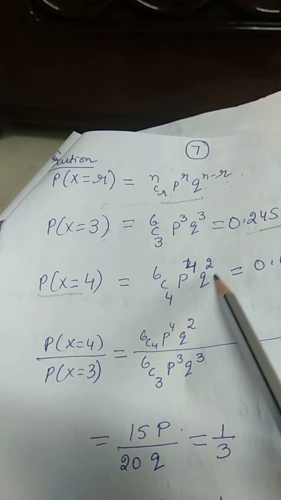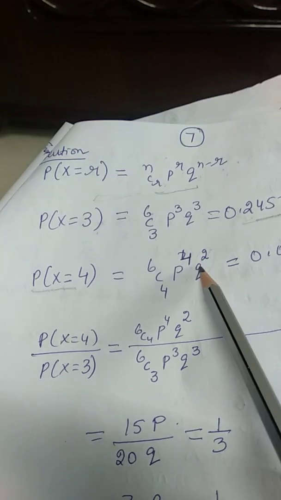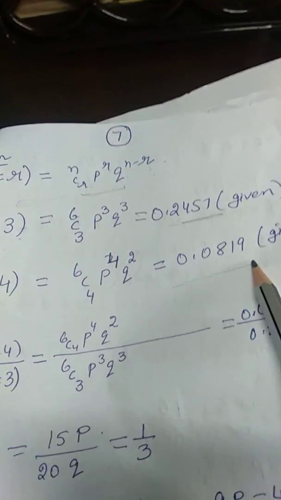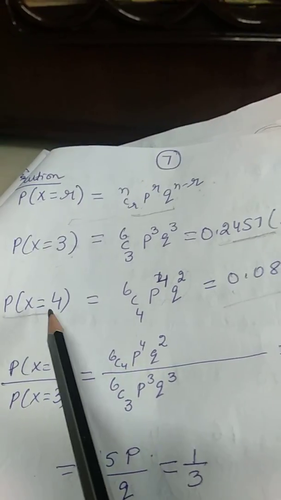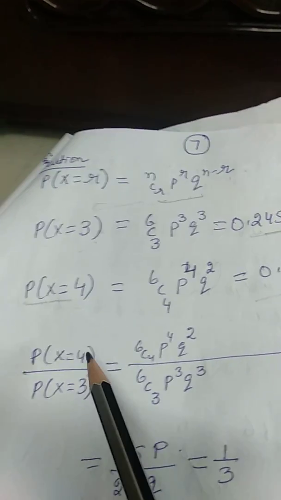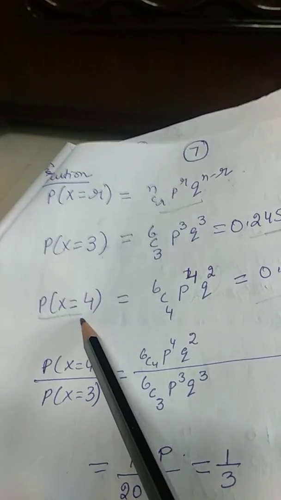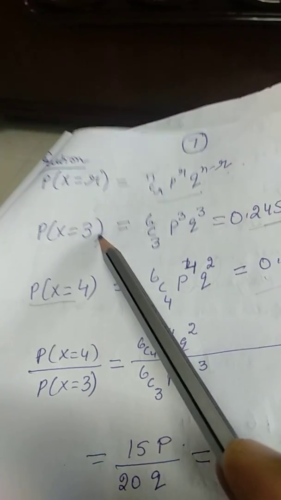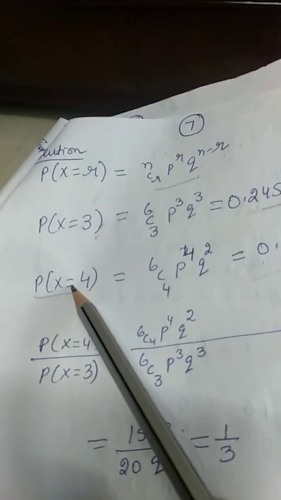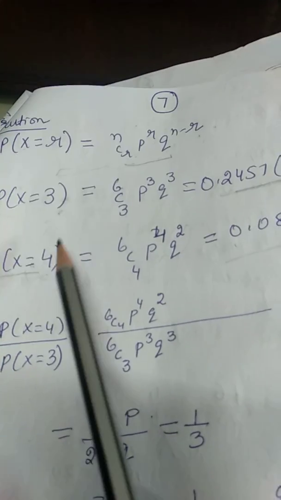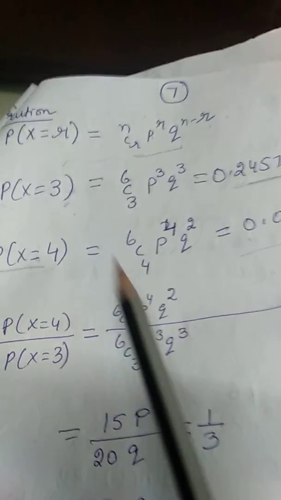So 6 minus r, 4 is 2. So it is also given. You are given both the probabilities of 3 successes and 4 successes. Just divide 4 by 3. This equation is to be divided by this, or you can even divide probability of x equal to 3 divided by probability of x equal to 4. So I am dividing probability of x equal to 4 by probability of x equal to 3.